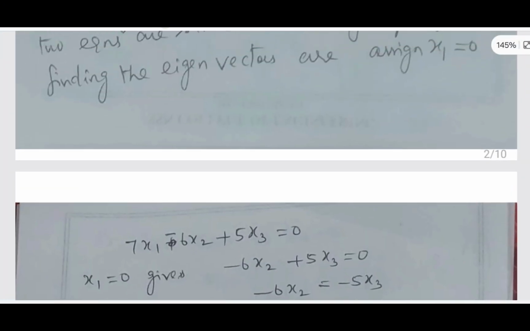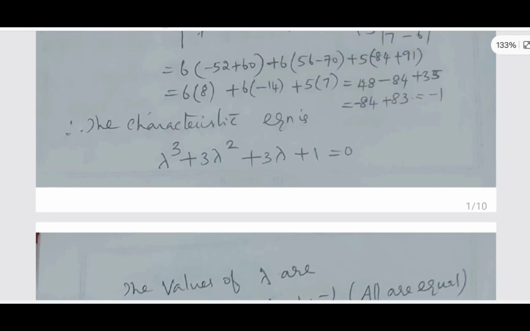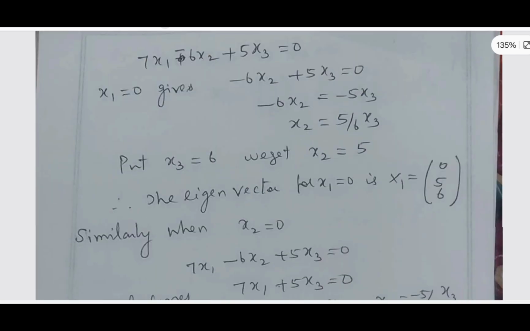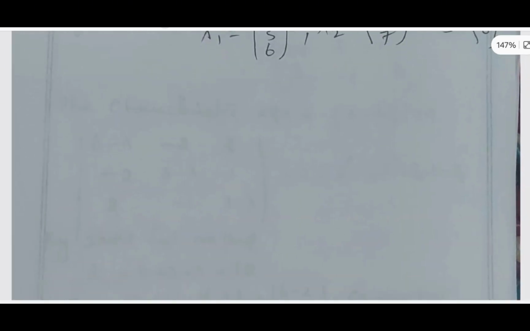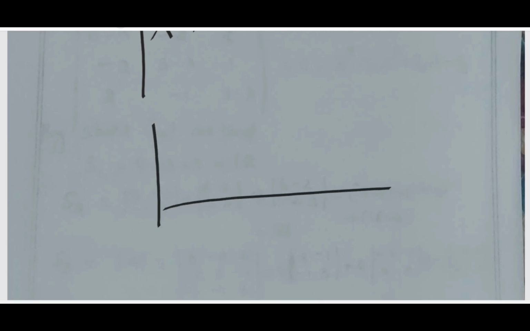The equation is lambda cube plus 3 lambda square plus 3 lambda, all are positive. So I'll show you now how to write it: lambda cube plus 3 lambda square plus 3 lambda plus 1 equal to 0. I'm going to start writing the synthetic division. I told you already that you need to write the coefficients only. If any coefficient is missed, don't forget to put 0 in the place of that coefficient, otherwise the calculation will be wrong.